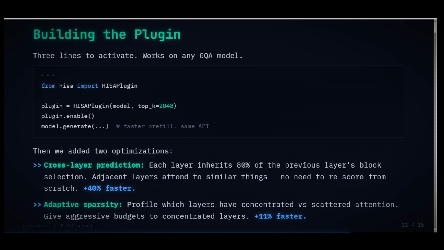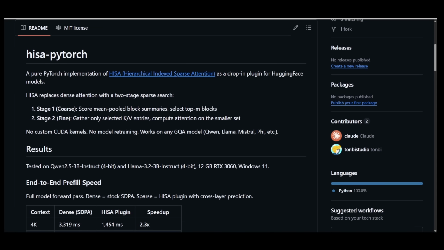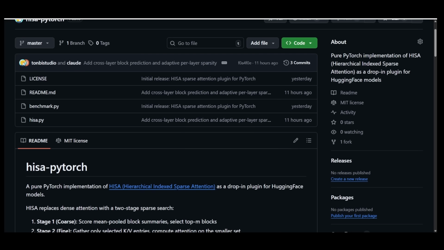So I've been testing this and trying to optimize it in several ways. These were two of the optimizations I did. One using cross-layer prediction, which made it 40% faster, and then adaptive sparsity, which boosted it another 11% faster. So you can find this right now on Tombi Studio, GitHub, HISA-PyTorch. Please take a look at it yourself. This is very much an experiment. This is not a production release at all, and by the time you're seeing this, I probably tweaked it several other times. But I thought it was an interesting experiment into different attention methods.